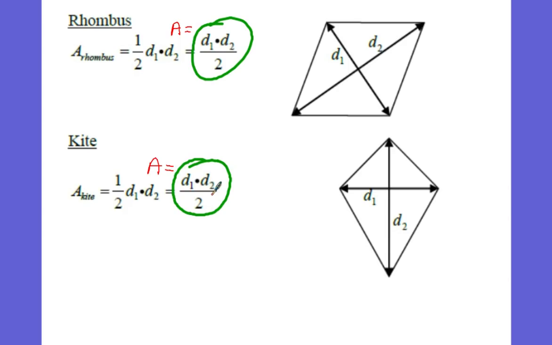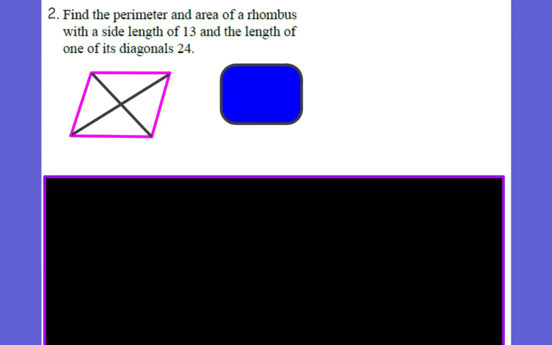These are pretty easy to work with. Both for a rhombus and a kite, they involve the diagonals. Now, a rhombus is also a parallelogram. So you could also use just the base times height if they give you enough information. All right, so let's look at some examples involving these.